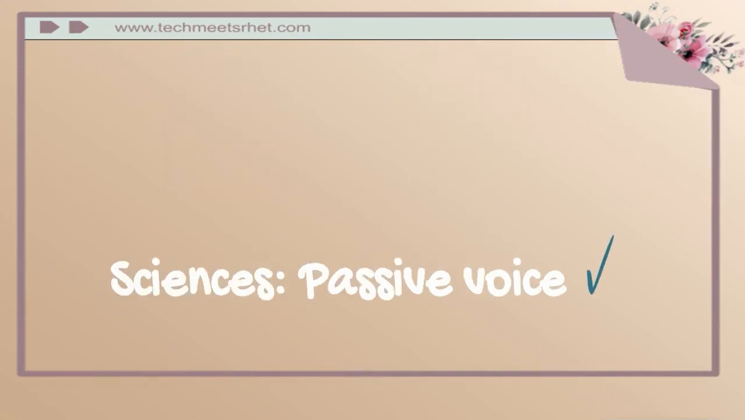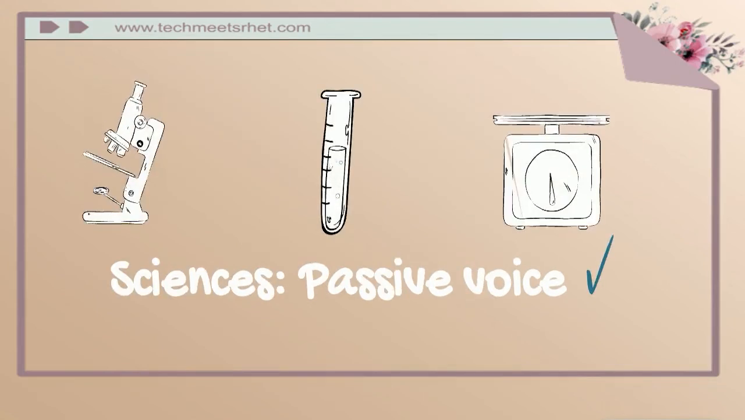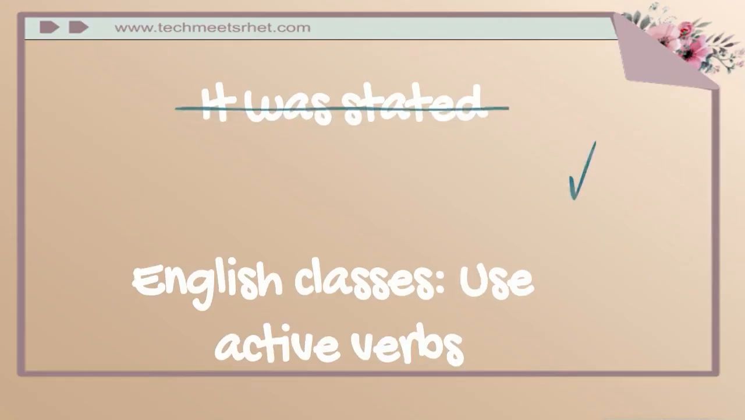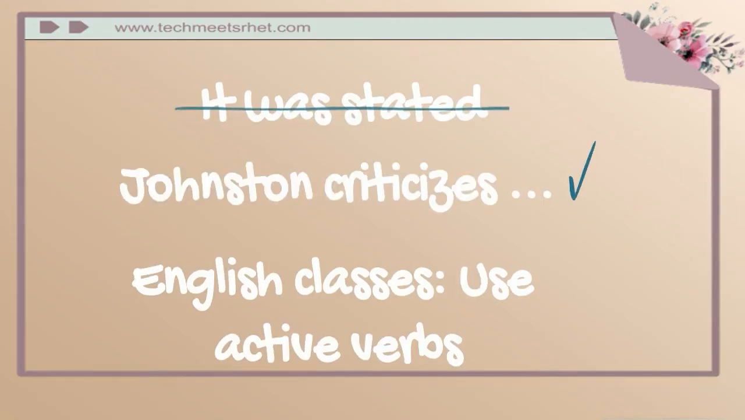Now, I will say that passive voice is encouraged in certain disciplines. In the sciences, for example, students write lab reports using passive voice to emphasize objectivity. Passive voice is not inherently bad. It's just that some disciplines use it and some don't. So be aware of your audience. If you're writing an essay for an English class, opt for active and descriptive verbs instead of the passive voice.